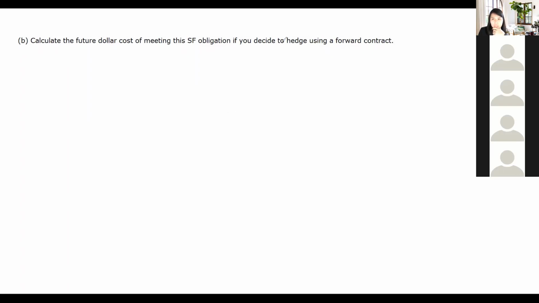Before you do this kind of question, I want you to identify whether you have an account payable or account receivable first, okay? Because with this kind of derivatives contract, you need to get the long and short position right, otherwise your calculation will be wrong. So in this case, I've got an account payable of 5,000 Swiss franc.